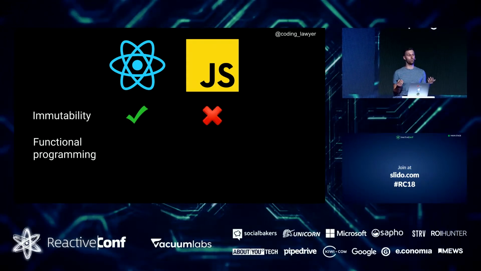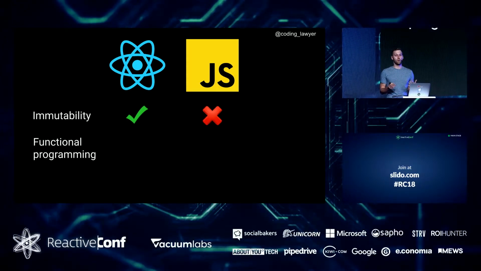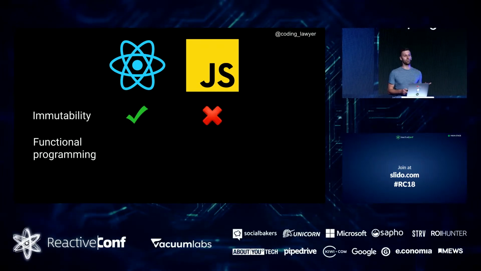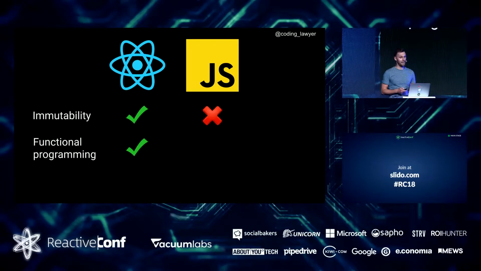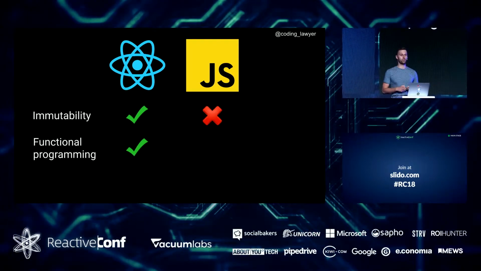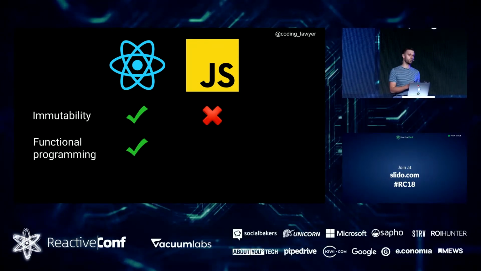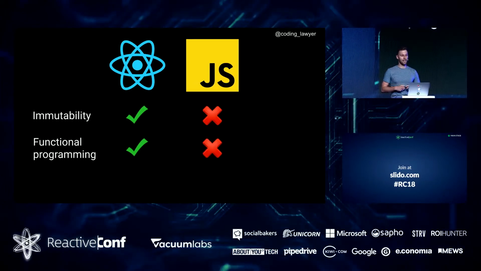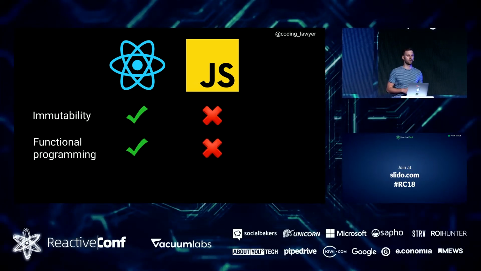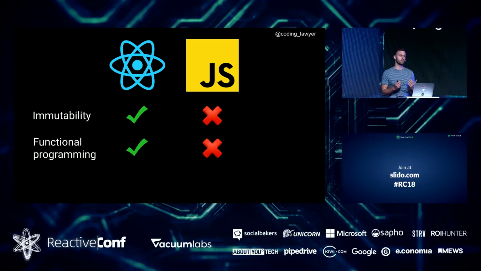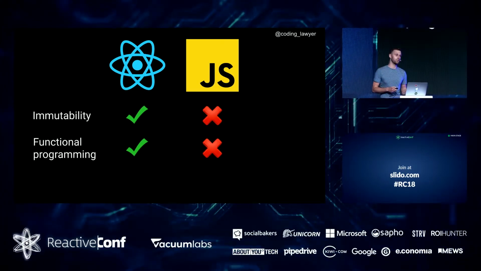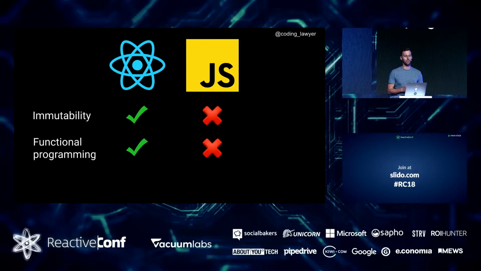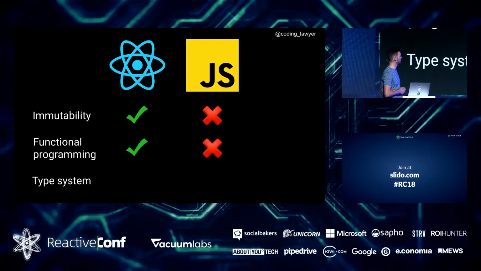Functional programming. React is based on functional programming. I mean, React applications are a composition of functions. JavaScript, on the other hand, although it has some functional programming features, such as first-class functions, it's not a functional programming language. Because if you really want to write some nice declarative JavaScript code, you need to use external libraries, such as Lambda or lodash/fp.